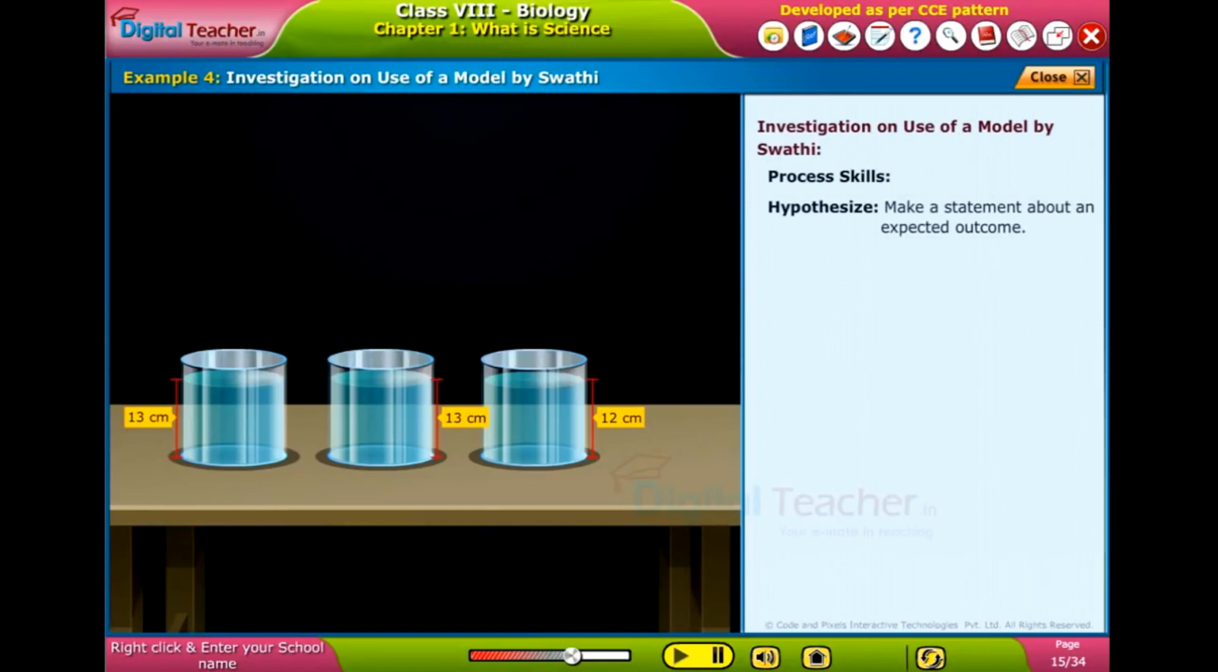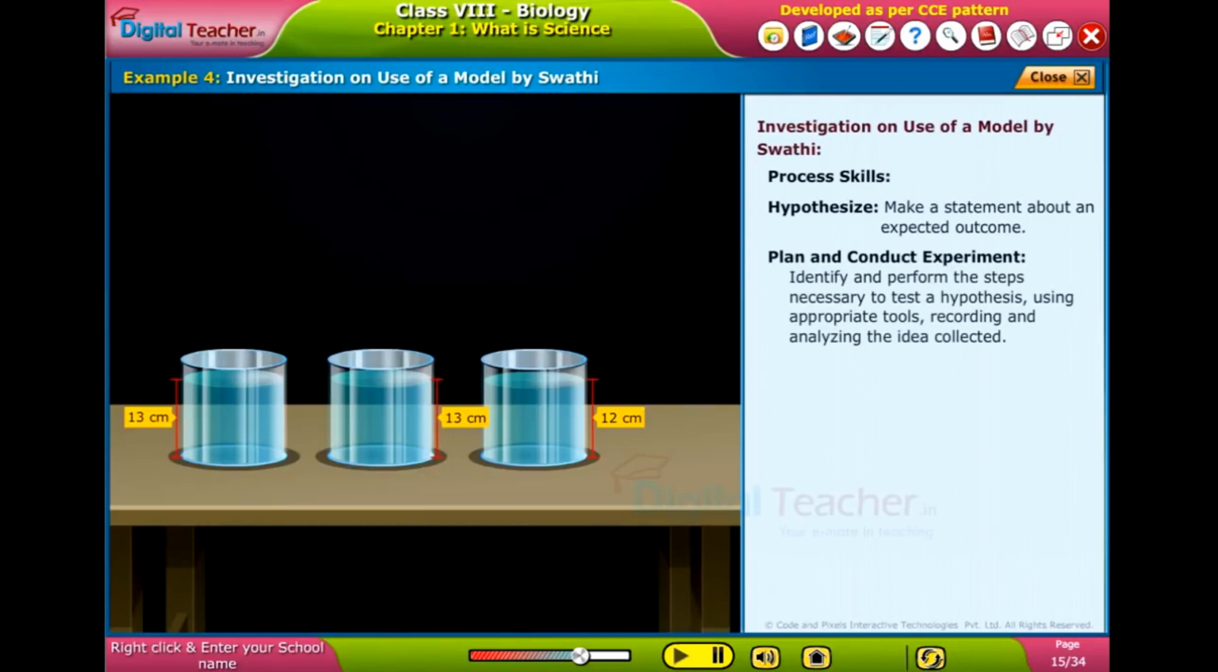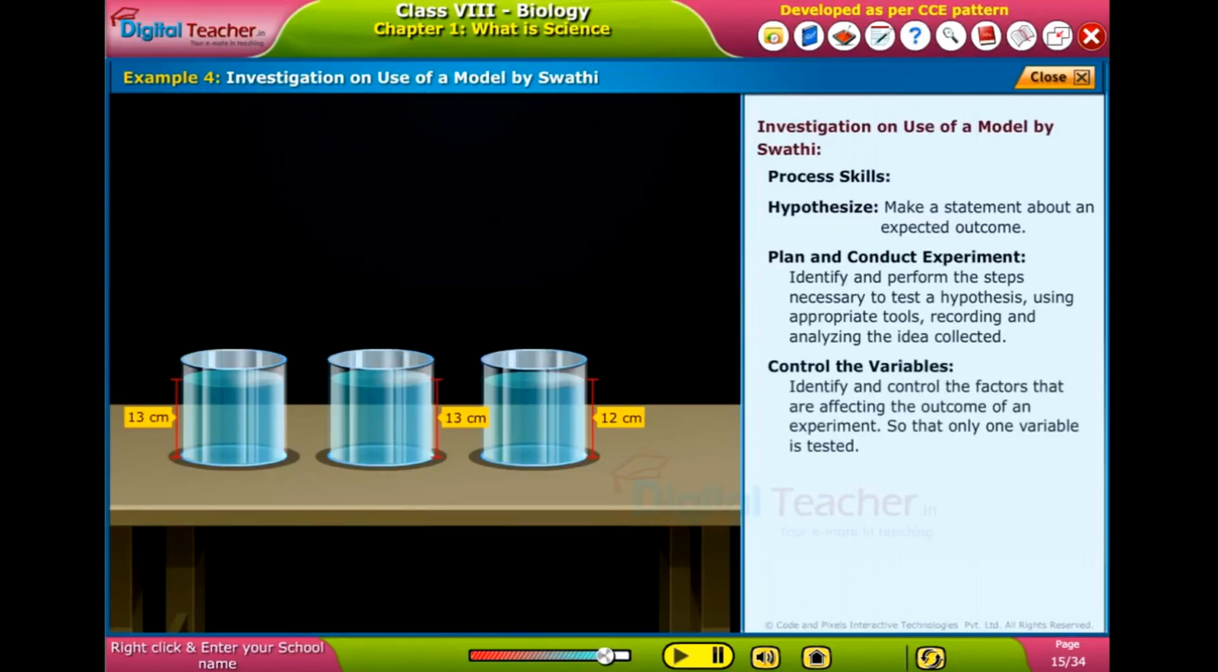Process skills. Hypothesize: make a statement about an expected outcome. Plan and conduct experiment: identify and perform the steps necessary to test a hypothesis using appropriate tools, recording and analyzing the data collected. Control the variables: identify and control the factors that are affecting the outcome of an experiment so that only one variable is tested.